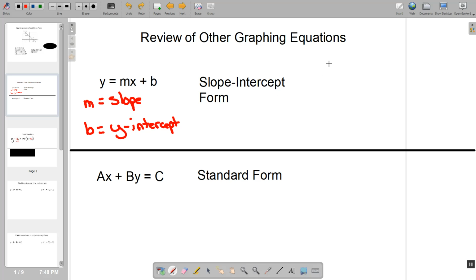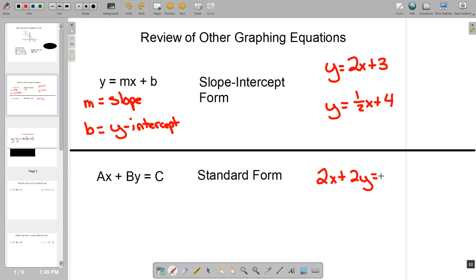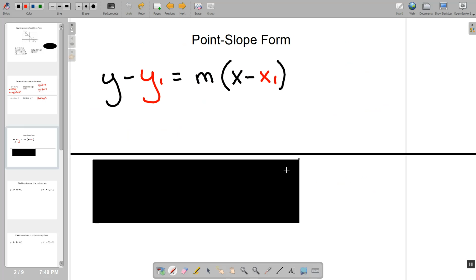A couple examples of stuff that could be written in slope-intercept form could be y equals 2x plus 3, or something like y equals 1/2 x plus 4. Standard form has all of the x's and all of the y's on the same side, but no fractions involved. So for example, 2x plus 2y equals 4 could be an example of something written in standard form. As we look at point slope form, it's written in this form.